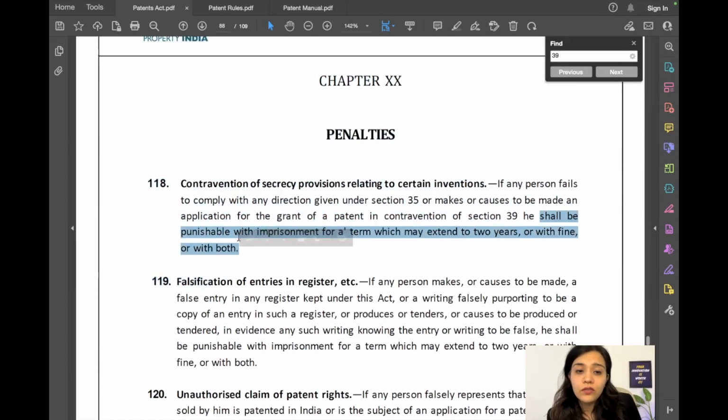Because of this penalty, I think we should always take a foreign filing license whenever we are filing an application outside India without filing an application in India, or we are filing an application outside India within 6 weeks of filing the application in India. So in these two cases, you should always take permission under Section 39.